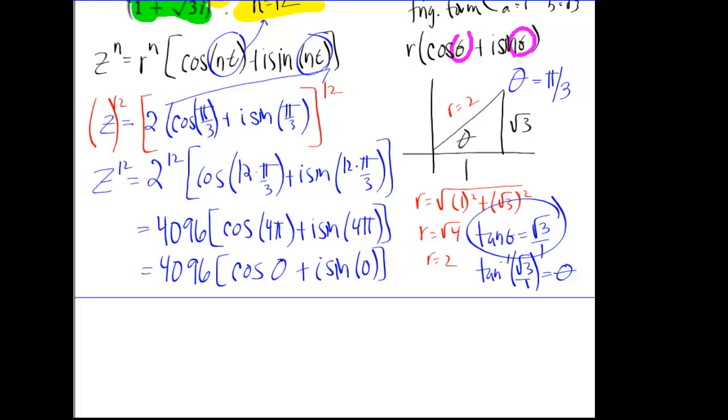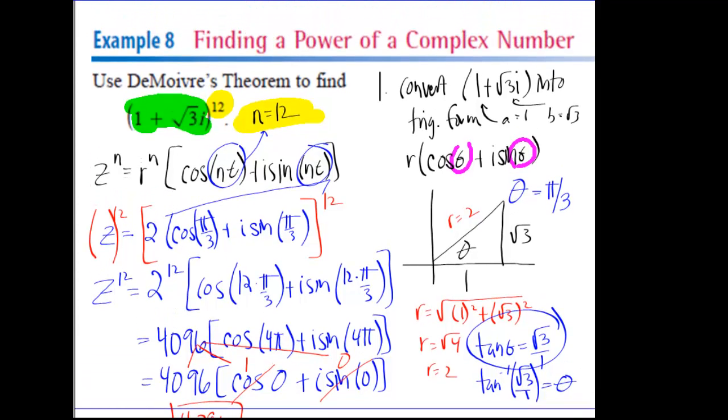Well, I know the cosine of 0 is 1, and the sine of 0 is 0. So when I distribute this 4,096 through, I get 4,096 times 1 plus 0, or simply 4,096. So let's do a quick recap on this problem.